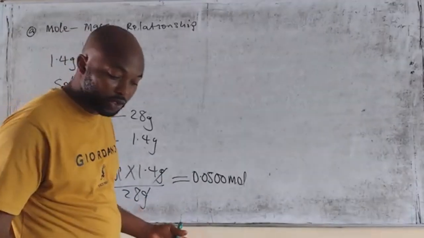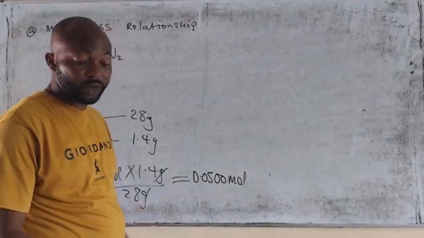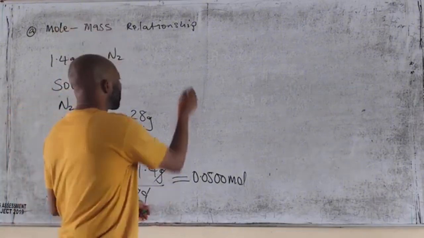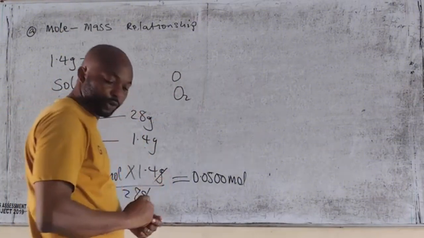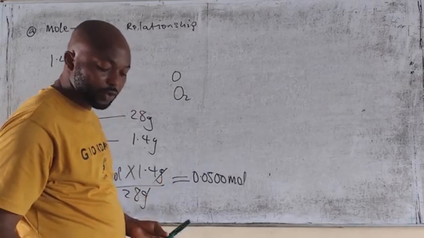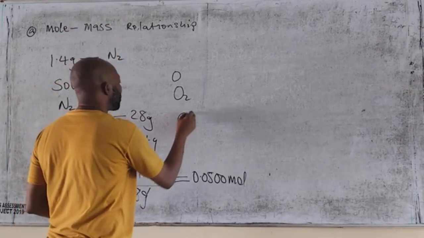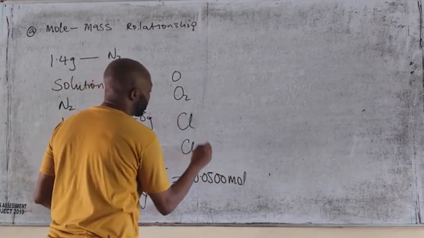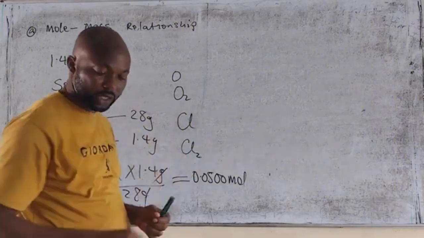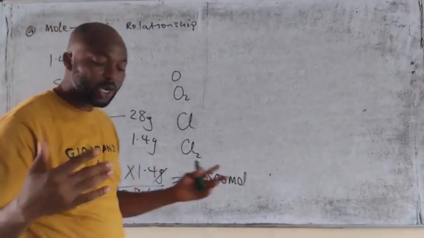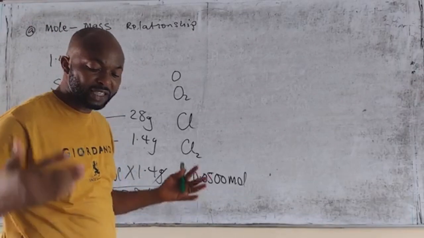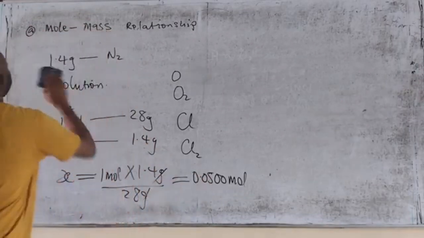Calculate the number of moles of the following substances. 32 grams of oxygen atom. This is oxygen atom; this is oxygen molecule. Don't forget that. So, 35.5 grams of chlorine molecule. This is chlorine atom; this is chlorine molecule. So, you should not get yourself confused. Aside from that, we're done with mole-mass relationship. Let's look at another relationship, which is mass-mole relationship.